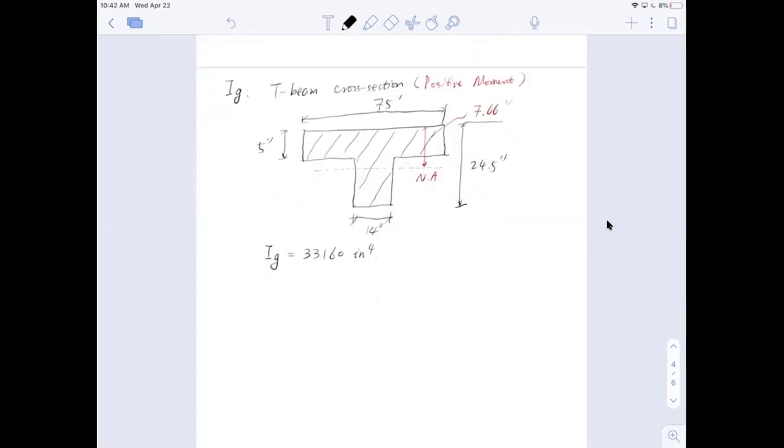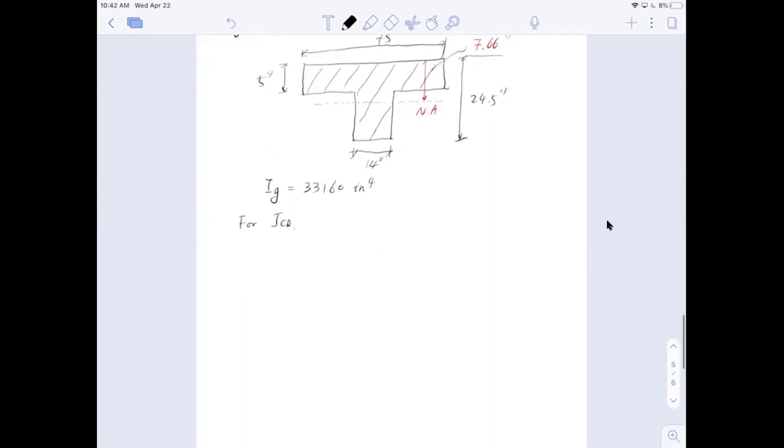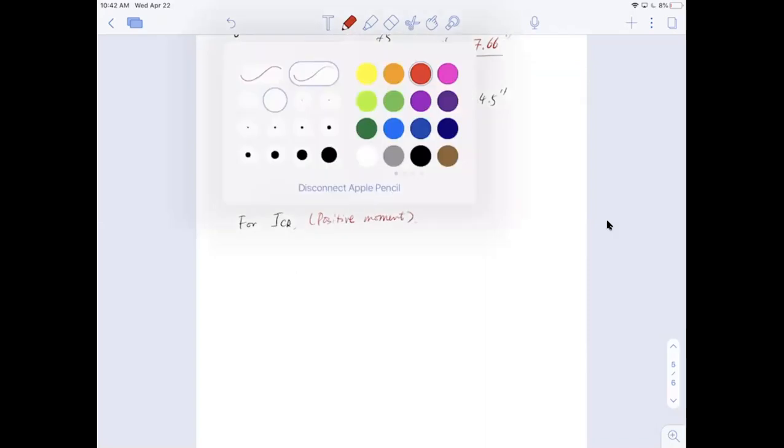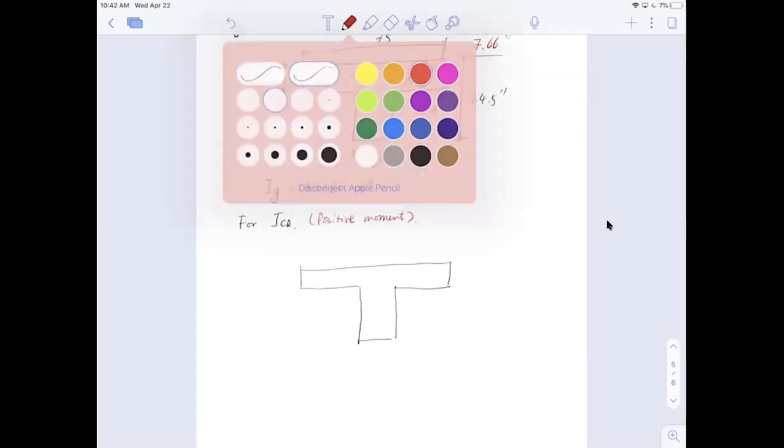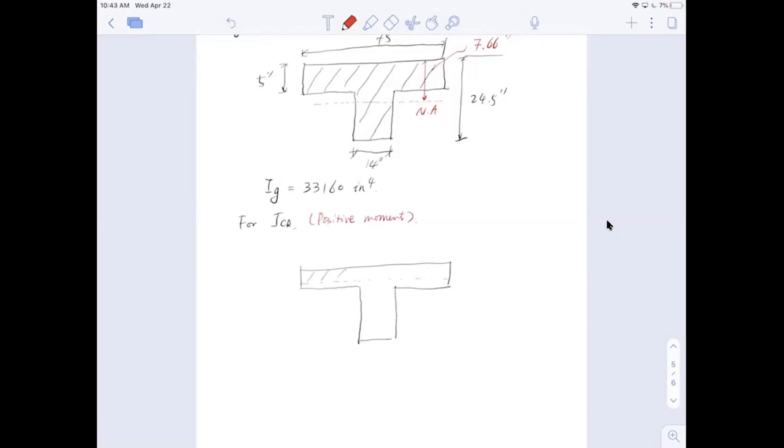Now for the cracked section, I'm saying Icr, again for positive. I'm looking at a section like this, and I know it's cracked, so I have to go with a certain compressive zone. Using red, assuming the compressive zone is within the flange, and this is kd. It turns out I can calculate kd: kd is 3.73 inches. It's indeed smaller than the 5 inch, so it means it's within the flange.